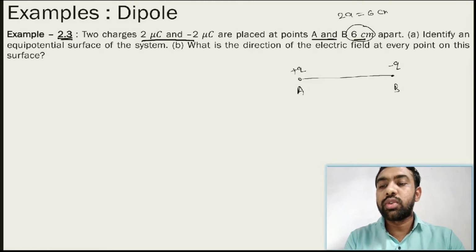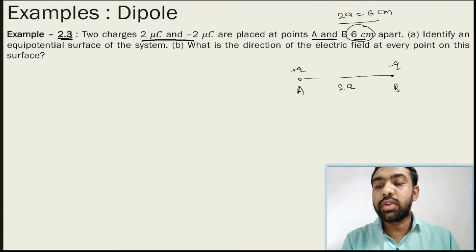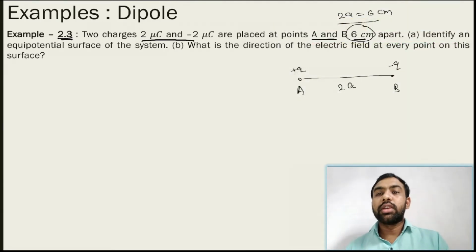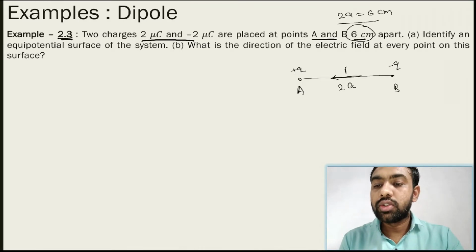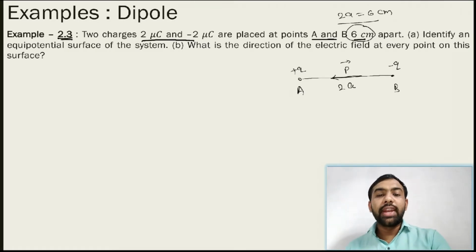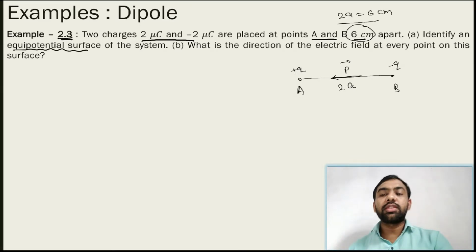So 2a is equal to 6 centimeters. Generally, the distance between the two charges in a dipole is 2a, and the direction is this one. Identify the equipotential surface of the system.